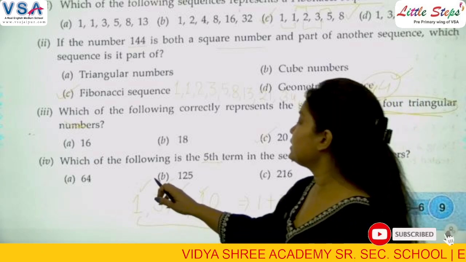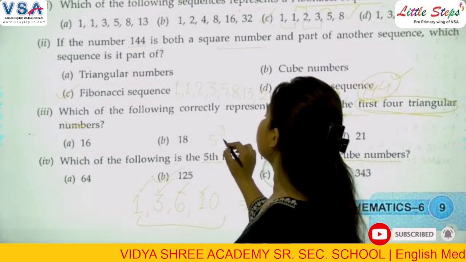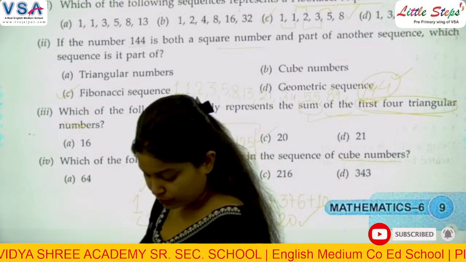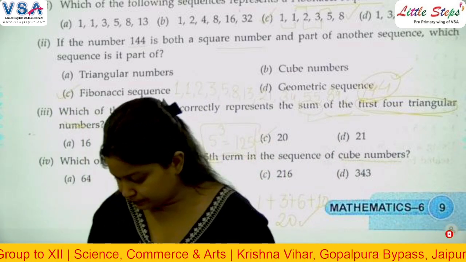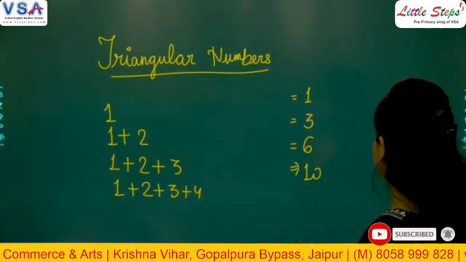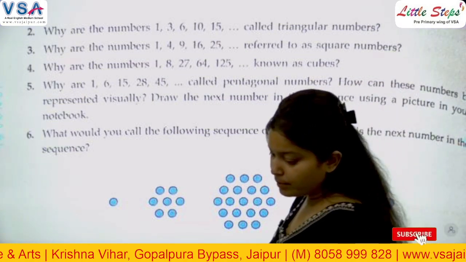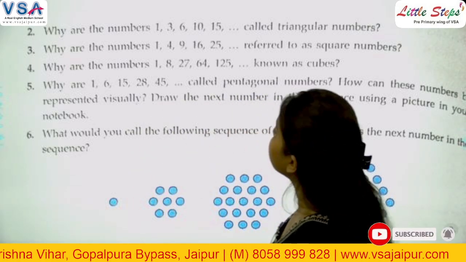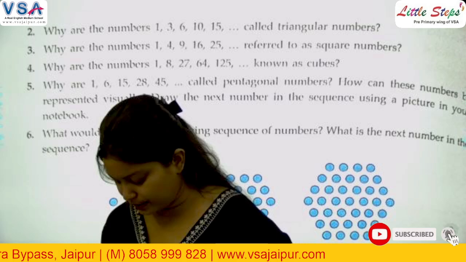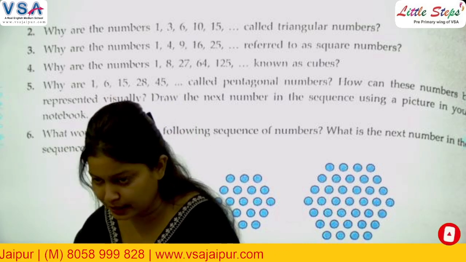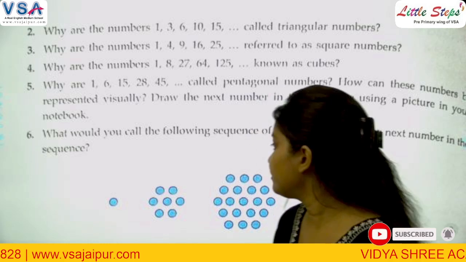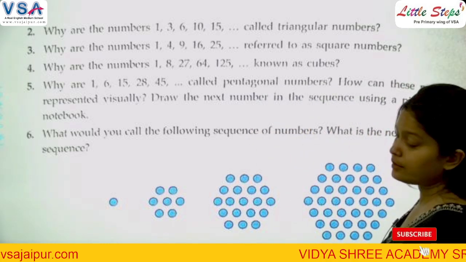So which is the answer? Option B is the correct answer. You have to write 5 cubed equals 125. This is how you will write this. Okay? Moving on to the next question. Question number 2. Why are the numbers 1, 3, 6, 10, 15 called triangular numbers? So the question is saying why 1, 3, 6, 10, 15 are triangular numbers. So can I write the answer on the next page?